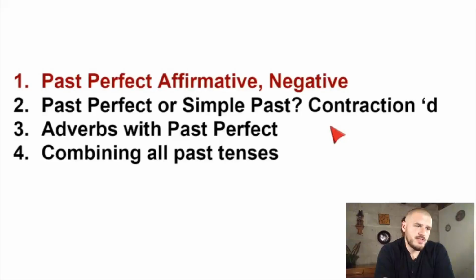I hope that went well. Let's continue. So here we can see that we've looked at past perfect affirmative. It's pretty simple. Had plus a past participle. We are going to continue to look at past perfect now, though, when we compare past perfect and simple past. And then we're going to talk a little bit about the contraction apostrophe D.